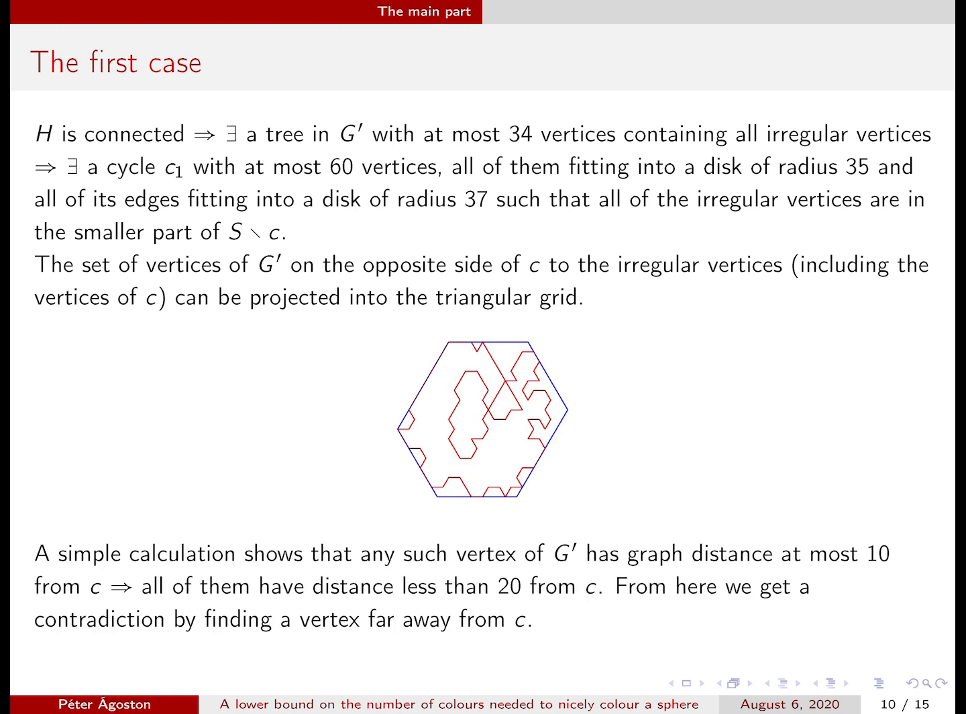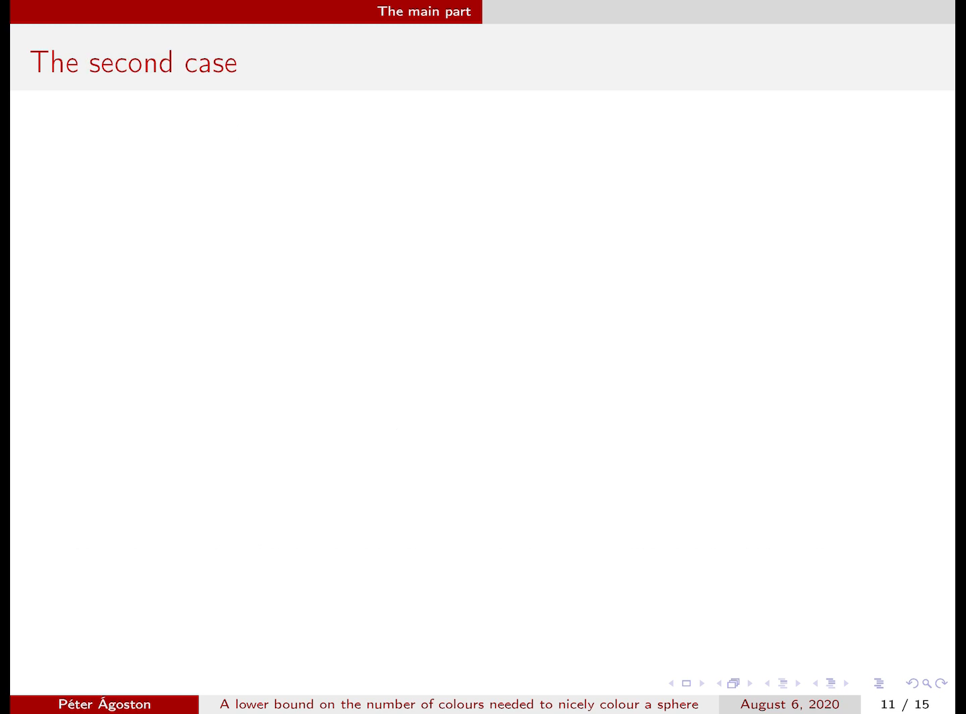From this, we can see that all vertices of this side of C1 have graph distance of at most 10 from C1, as all vertices of this side of C1 are projected into the hexagon of smaller perimeter than C1, and the local isomorphism to the triangular grid guarantees that if from the image of some vertex we start going on a path to this hexagon, we always can do it in G' until we bump into C1. On the other hand, there exist vertices in this side that are very far away from C1, as C1 is inside a small disk. And by using the lemma about the graph length and the geometric length of a path, we get a contradiction.